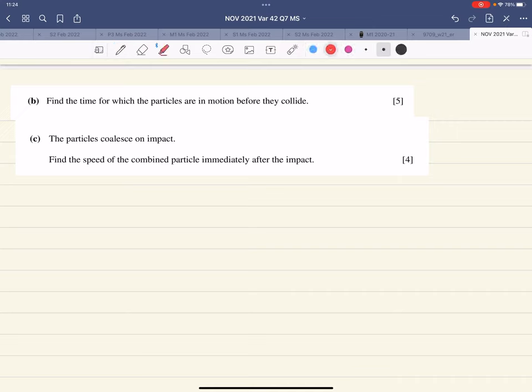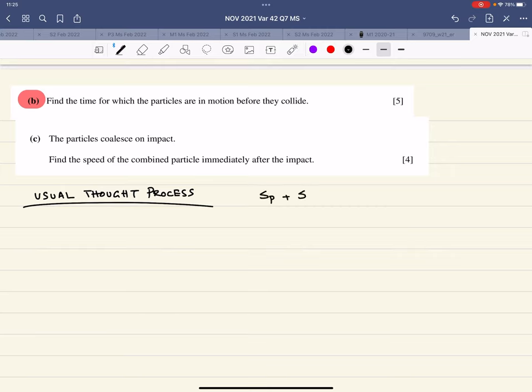So now, let's focus on this. What is the imagination that you have? You have this imagination because you have solved so many kinematics questions. The usual thought process is that the two particles will move towards each other and collide, and the total distance covered would be 6.4. So the thought process is SP plus SQ is equal to 6.4. That is exactly what you have in mind.